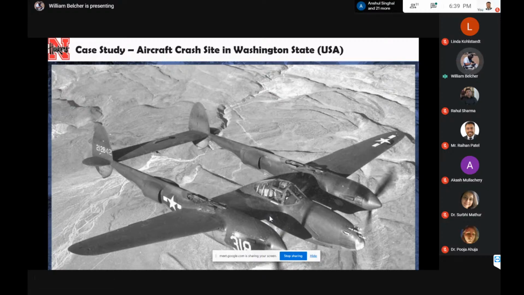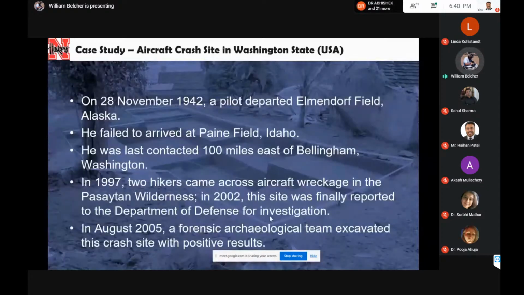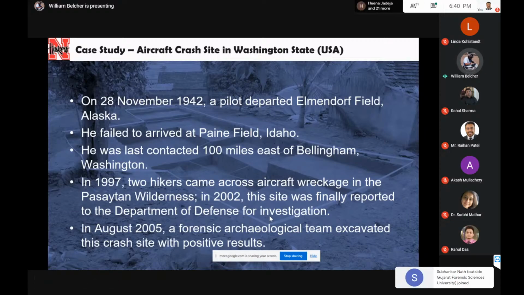in Europe. But we're going to be talking about an aircraft that was flying from the Pacific to Alaska and down into Washington State, where it disappeared. So on 28 November 1942, a pilot departed Elmendorf Field in Alaska. This is after he had taken this aircraft from the Pacific Theater, from the Pacific Islands to Alaska, and then was flying it down to Payne Field in Idaho. So he had to fly across Western Canada. So he failed to arrive at Payne Field, and he was last contacted about 100 miles east of the city of Bellingham, Washington, which is in the northern part of Washington. I'll show you a map in a moment.